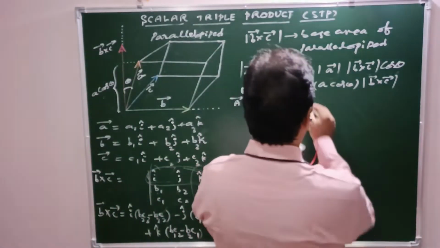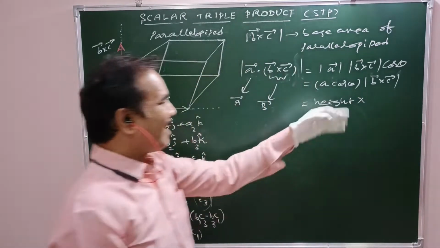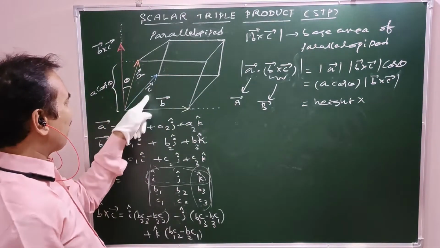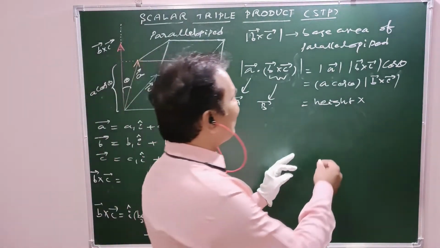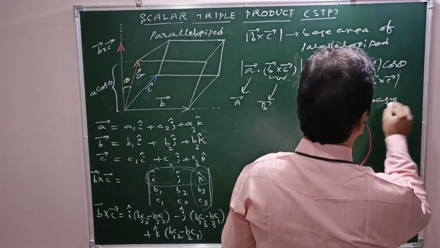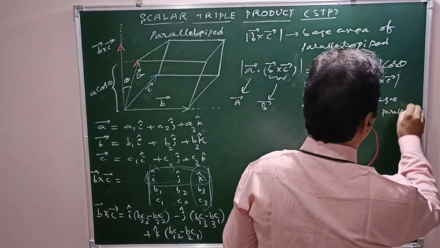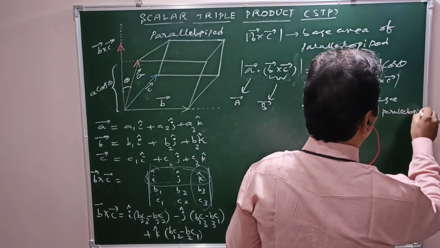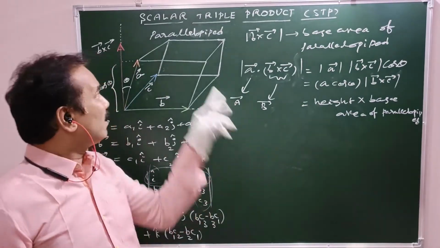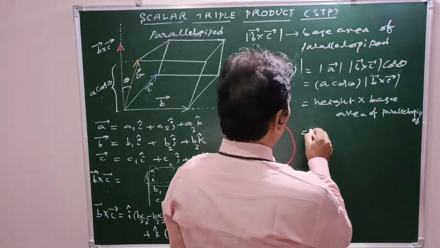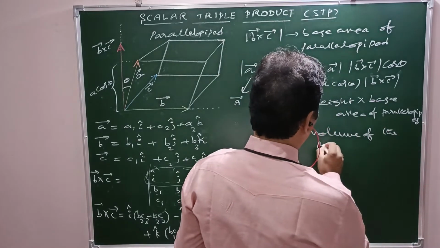So A cos theta means height, multiplied by mod B bar cross C bar. What is that mod B bar cross C bar? Base area of the parallelepiped. So height into base area of the parallelepiped is nothing but the volume of the parallelepiped. That is equal to the volume of the parallelepiped.